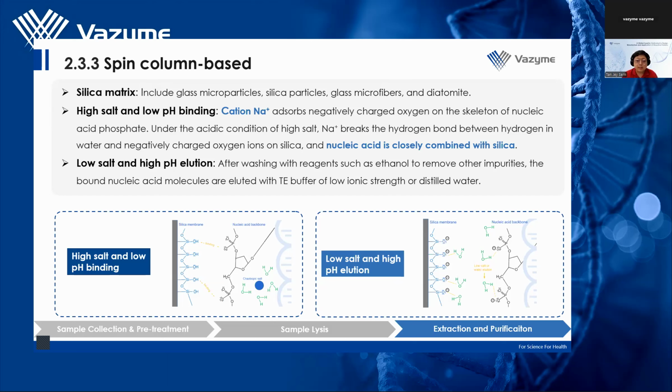Subsequently, nucleic acids are eluted with PE buffer or distilled water. On the other hand, anion exchange resins operate under the opposite conditions, binding nucleic acids in low salt and high pH environments and eluting them in high salt and low pH conditions.